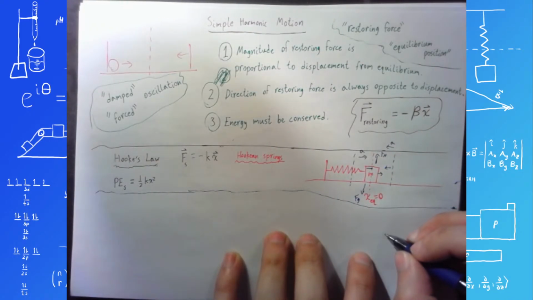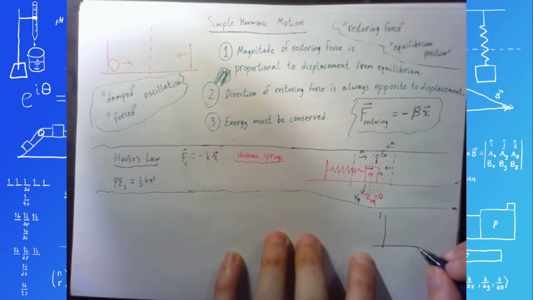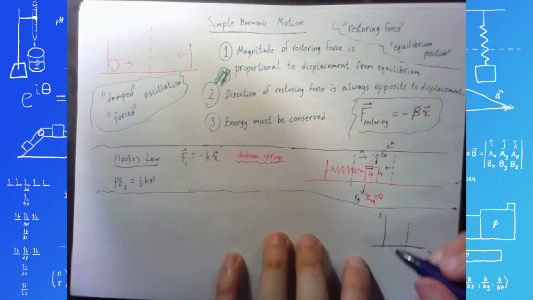If our speed is going up, if I were to graph speed versus position and mark my equilibrium position over here, then we are speeding up, speeding up, speeding up, speeding up as we approach the equilibrium position. Once we hit it and go past it, now we're slowing down, slowing down, slowing down, slowing down.